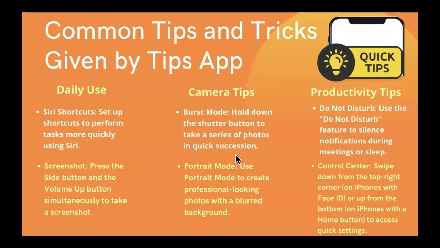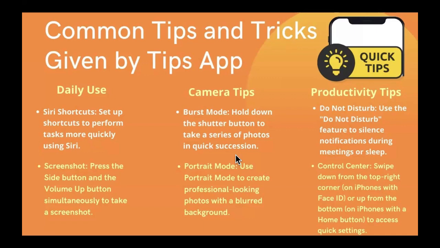Some camera tips that they have. Burst mode is really helpful if you want to take multiple pictures at a time. You do this by just holding down the shutter button to take a series of photos in quick succession. So instead of clicking, if you just hold it down, it'll take a bunch. And whatever you're taking a photo of, if it's a person, they can be moving around and it'll capture them as they're moving. It's just a bit more effective in terms of efficiency.